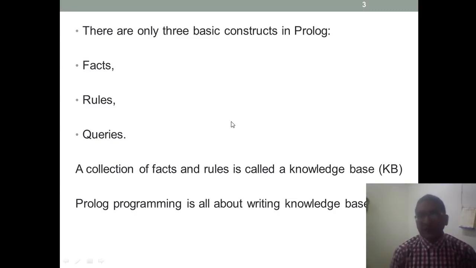So when we talk of PROLOG, our objective is to create a knowledge base, and a knowledge base is nothing but a collection of facts and rules. When we try to make a knowledge base for an agent, we have to identify what facts we have to keep in the context of its intelligence, and the rules. So PROLOG programming is all about writing a knowledge base. When we create a knowledge base for any agent, you can ask queries.